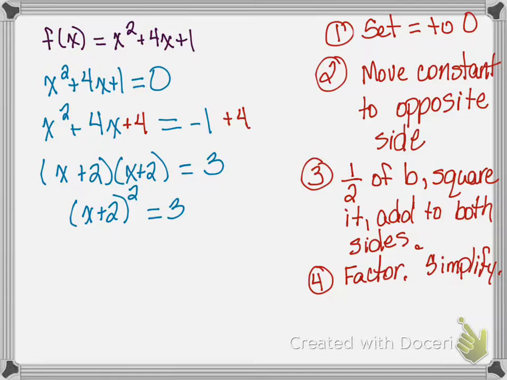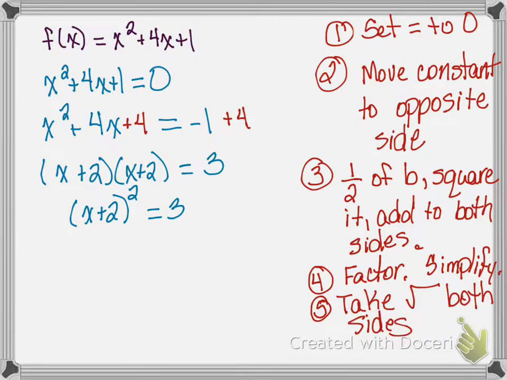Okay, my next step is take the square root of both sides. Okay, we're taking the square root of both sides. When I take the square root of 3, what do I have to do? What do I have to put in front of it? Plus or minus. Okay, so this is x plus 2 equals plus or minus the square root of 3.